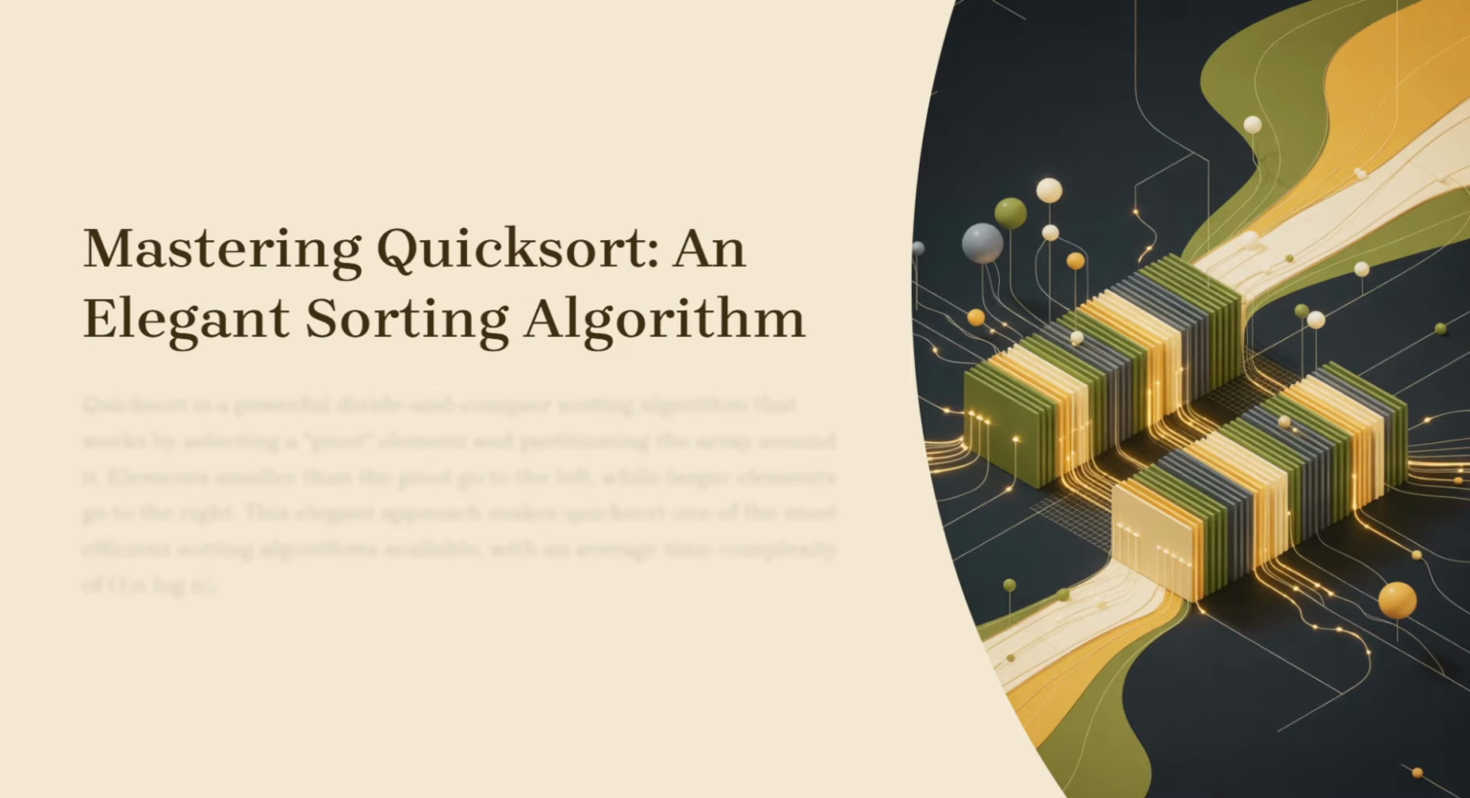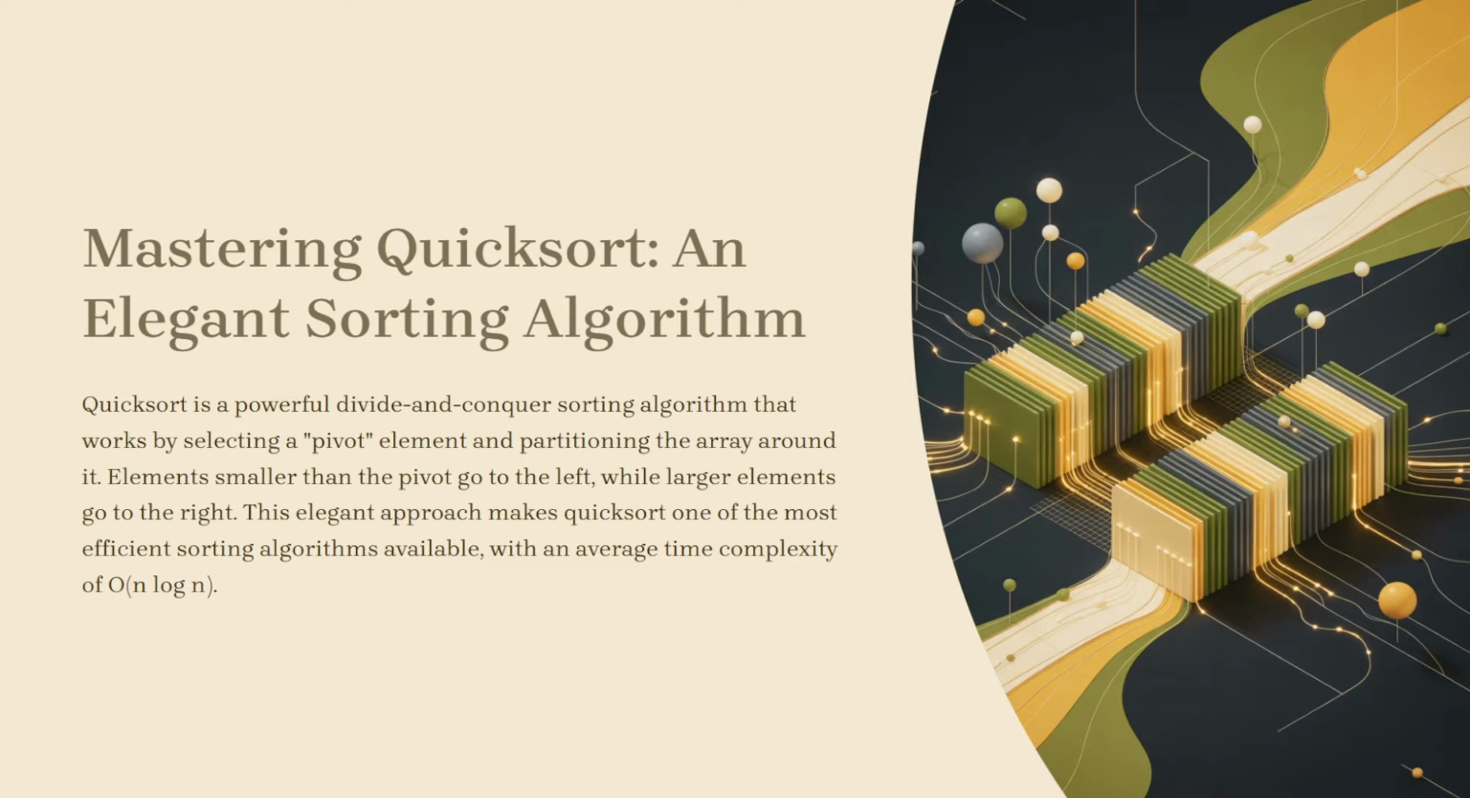In this video we are going to master quicksort, an elegant sorting algorithm inside of Python. So quicksort is a powerful divide and conquer sorting algorithm that works by selecting a pivot element and partitioning the array around it. Elements smaller than the pivot go to the left while larger elements go to the right, and this elegant approach makes quicksort one of the most efficient sorting algorithms available with an average time complexity of O(n log n).